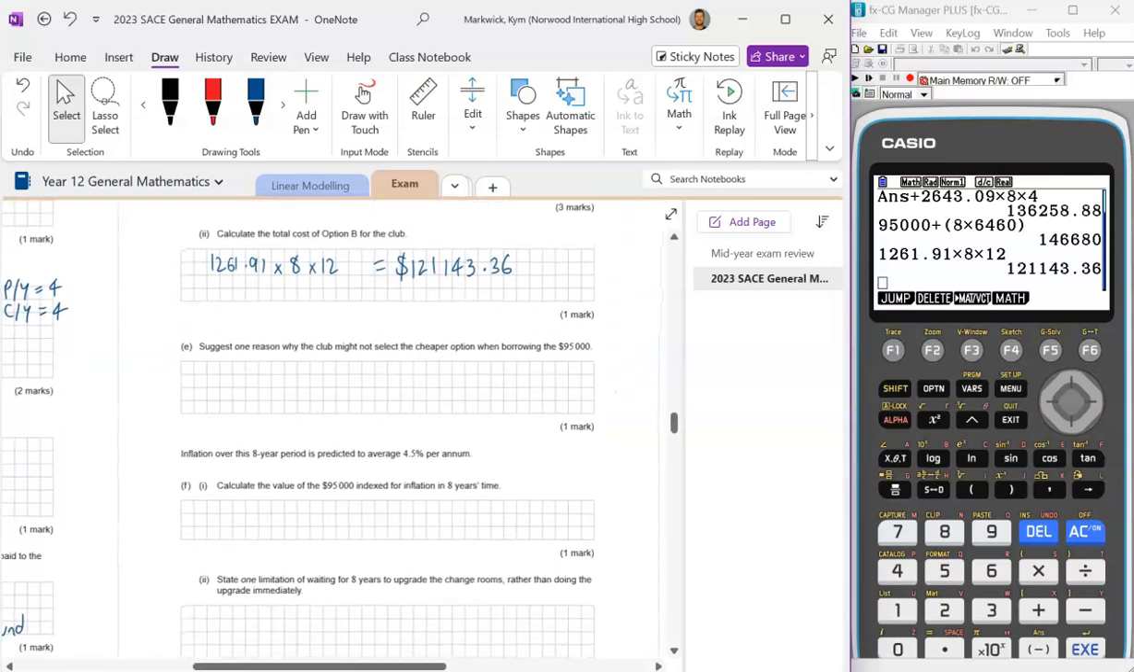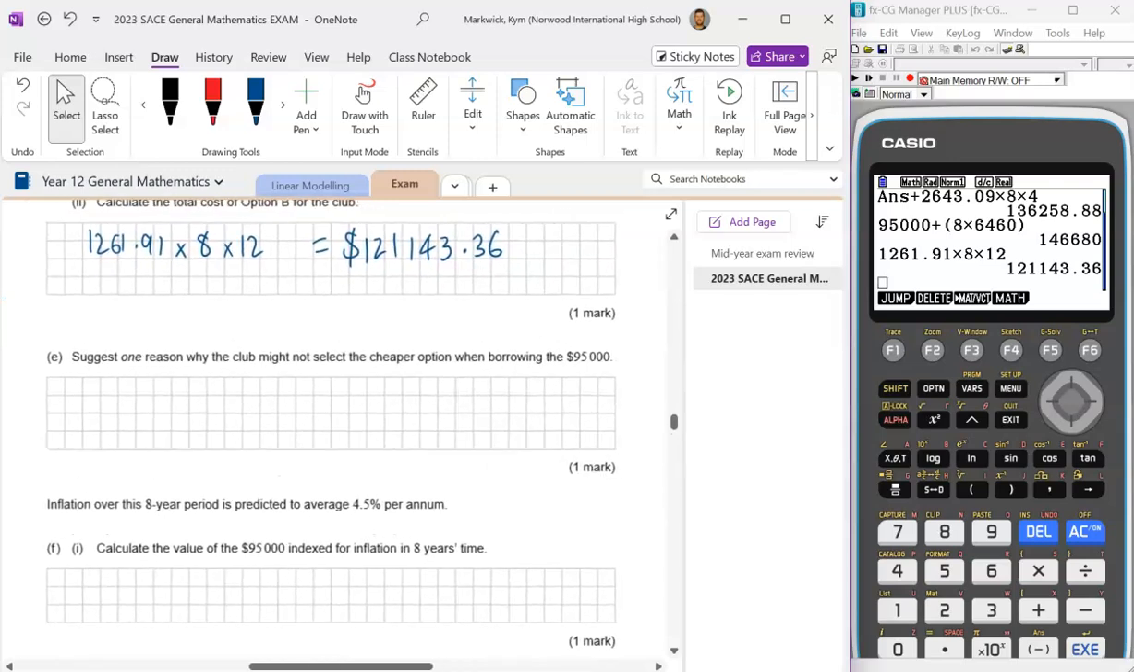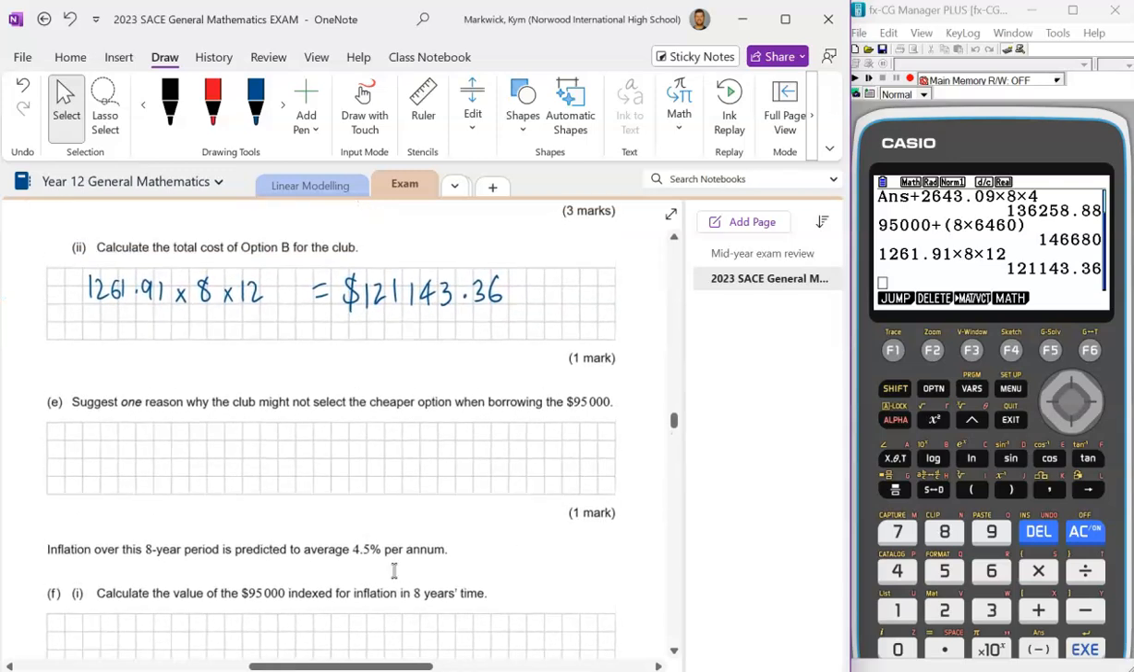So it says then, moving on to the next question, suggest one reason why the club might not select the cheaper option when borrowing the $95,000. This is a tricky question. So why might they choose option A over option B, even though option B is cheaper?